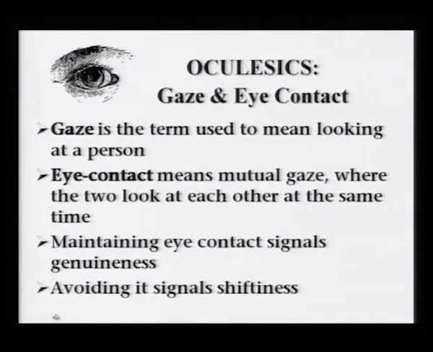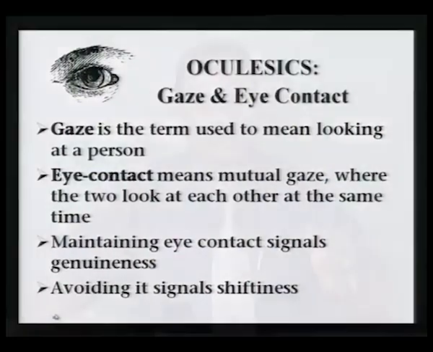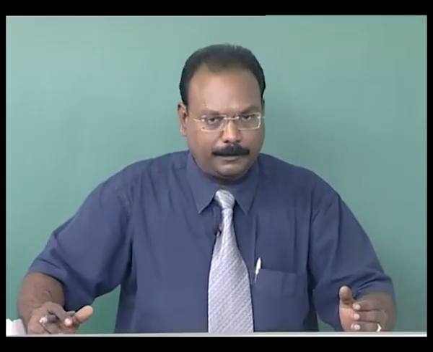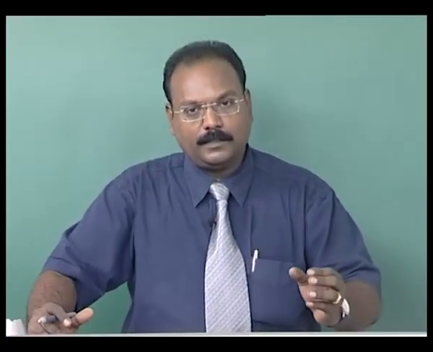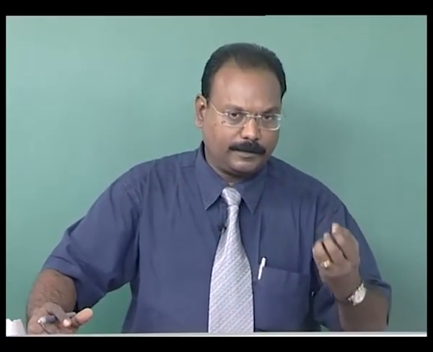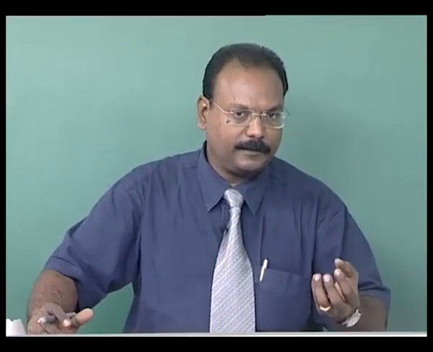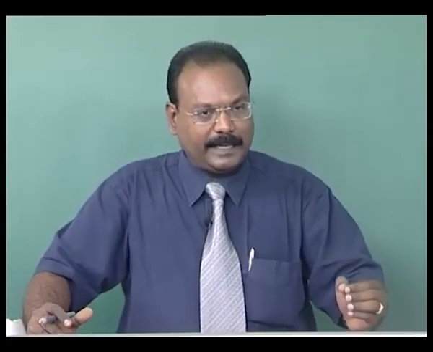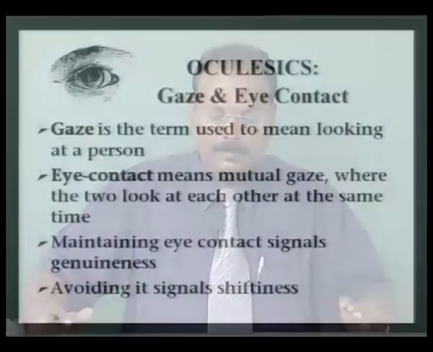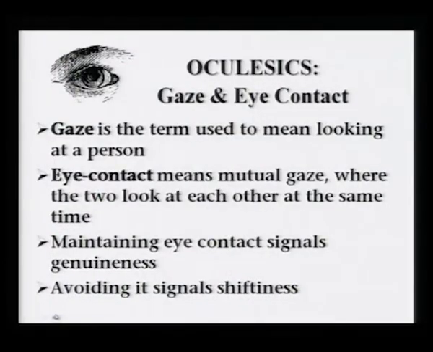Now, let us look at how oculesics, that is related to gaze and eye contact, plays a very crucial role in nonverbal communication. Oculesics is the science of studying eye contact, gaze, use of eyes, particularly in nonverbal communication. Gaze is the term used to mean looking at a person. Just when you look and hold the look for some time, you are gazing at the person.